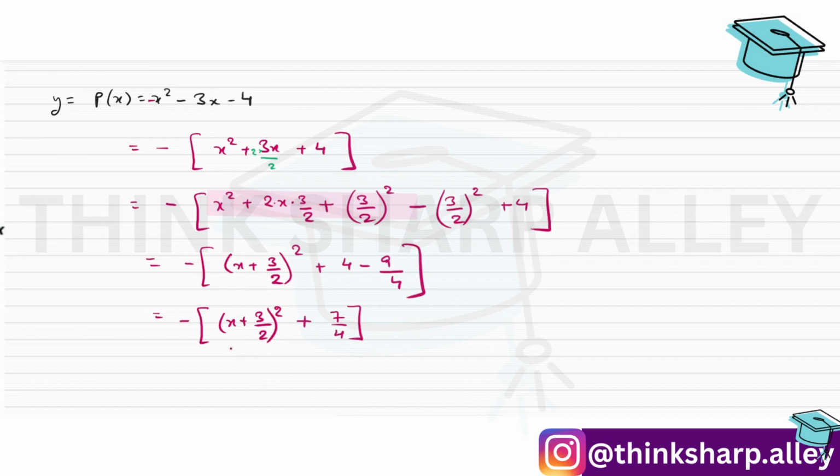So you see this part, the entire thing, since it's a square, is positive. It will definitely give me a positive value or 0, right? If x is equal to minus 3 by 2, then it will give me 0 plus 7 by 4. So the portion inside the bracket will be greater than or equal to 7 by 4. If this becomes 0, then the portion inside the bracket becomes equal to 7 by 4. Otherwise, obviously greater, because I am adding some positive value to 7 by 4. So which means the entire value, because the negative sign is there, must be less than or equal to minus 7 by 4.